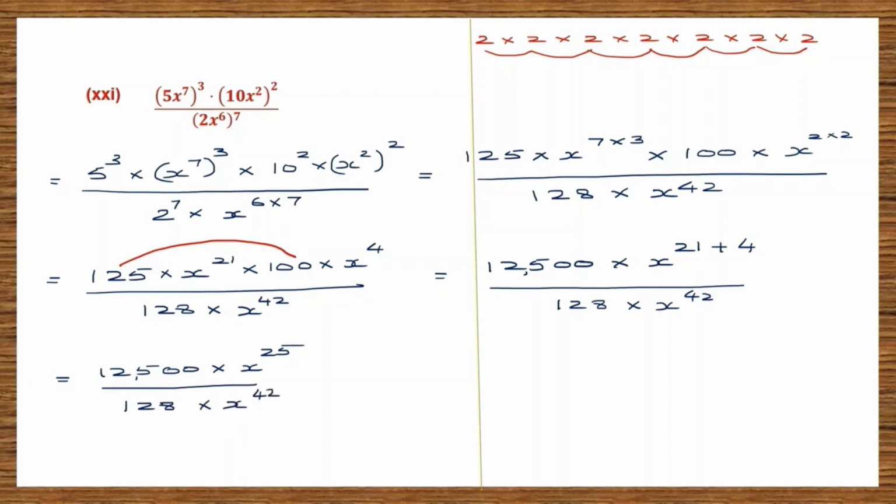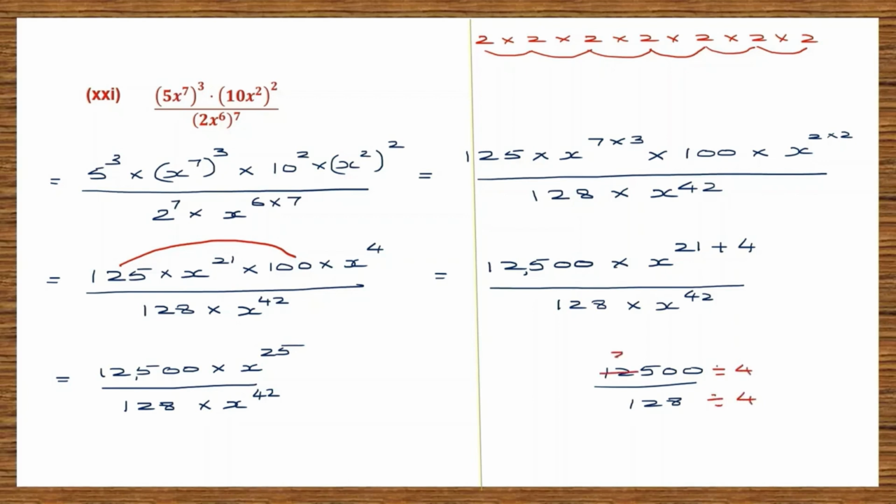Now 12,500 and the number 128, as you can see here, these two numbers can be reduced to the lowest term. Both are divisible by 4. So let's divide both by 4 and see what we get. So if I take 12,500 and 128, and I divide both these by 4 because I'm going to reduce it to the lowest term. Okay, so let's divide by 4.